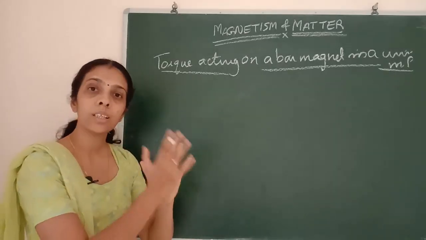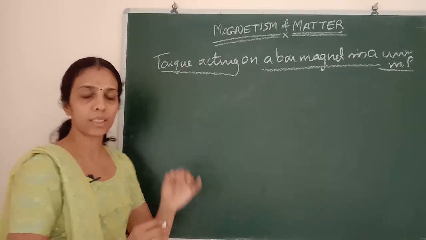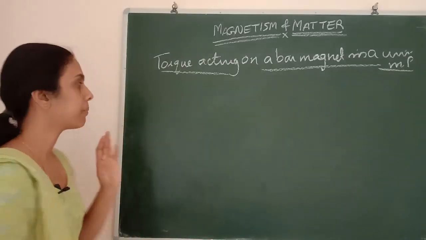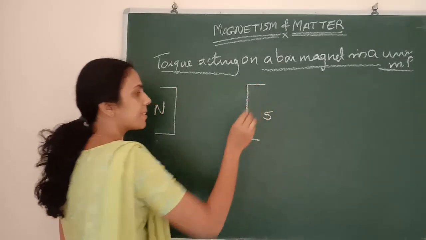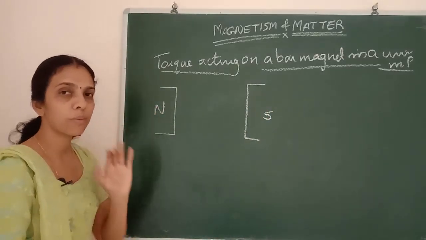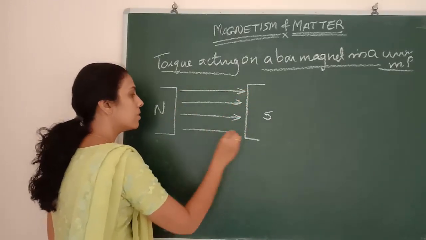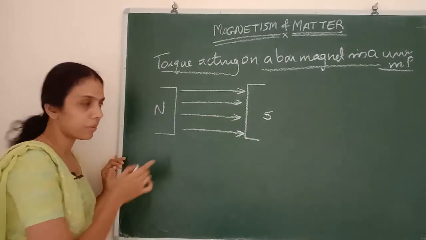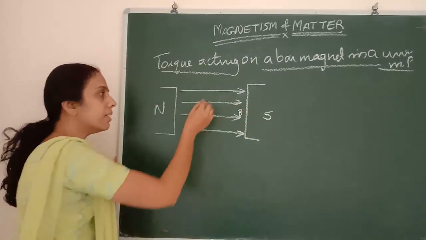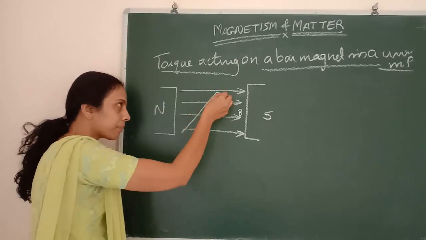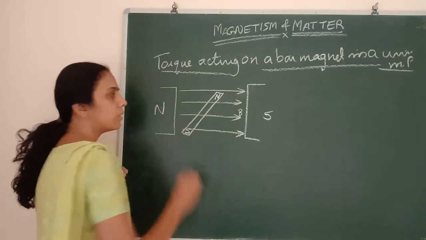We are going to find out the torque acting on a bar magnet which is present in a magnetic field. So first I am considering a uniform magnetic field, north to south. If it is uniform, how will we represent it? With parallel lines, with equal distance, from north to south. So B is acting in this direction. Here a bar magnet is present in this field.